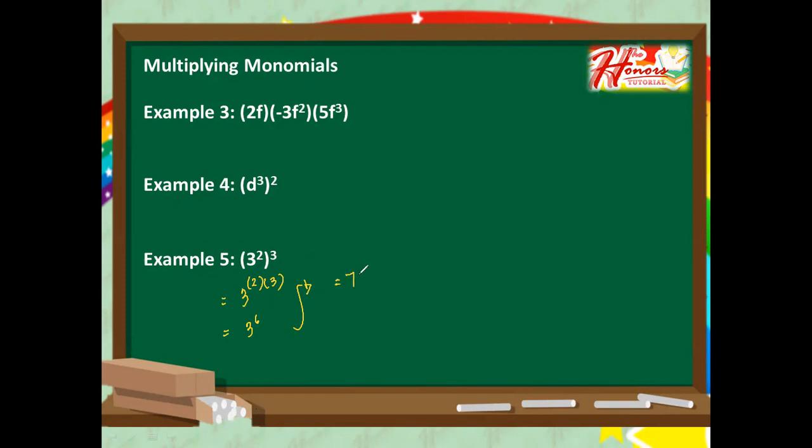But how? Always remember that your exponent is telling you how many times you are going to multiply the base 3 to itself, and that is 6 times. Let me show it to you. It looks like this: 3 times 3 times 3 times 3 times 3 times 3. So that's why it is 729.